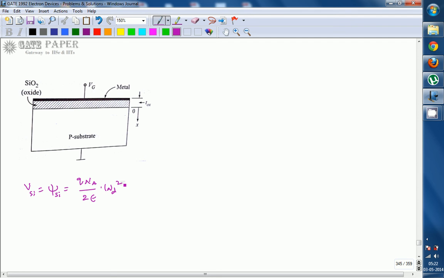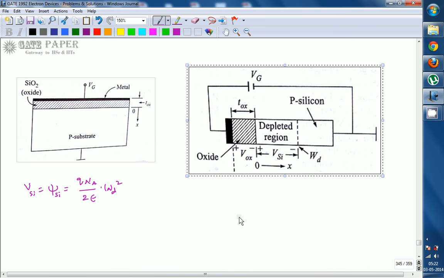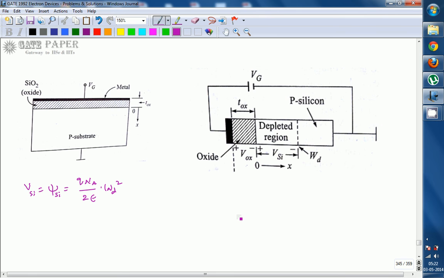And next, if you want to draw the electric field, we are going to calculate the peak electric field in the oxide region. So first of all, how is the electric field going to look, how is the diagram going to look? This is the depletion region. Now the same previous diagram we are going with, in horizontal view. This is VG. Whatever you are applying vertically, here we have taken horizontally. This is ground.